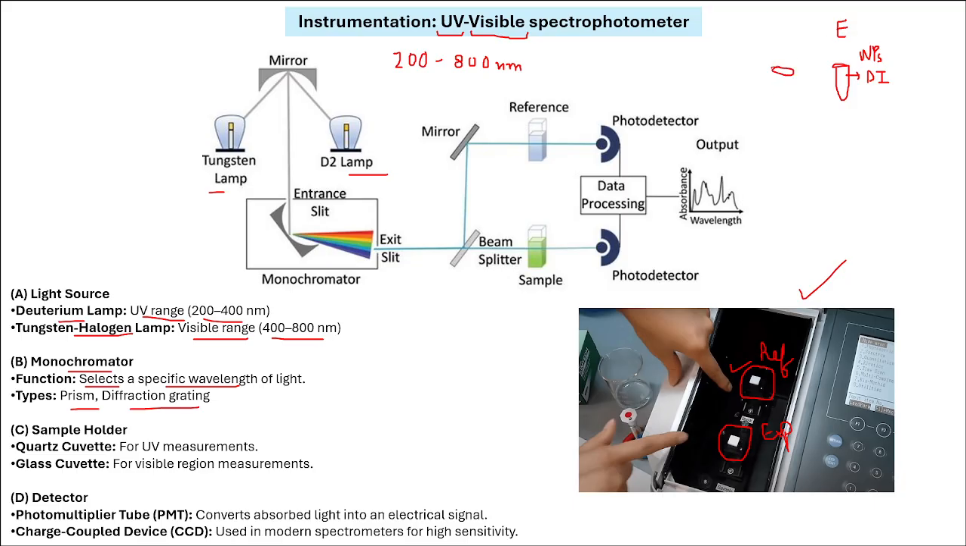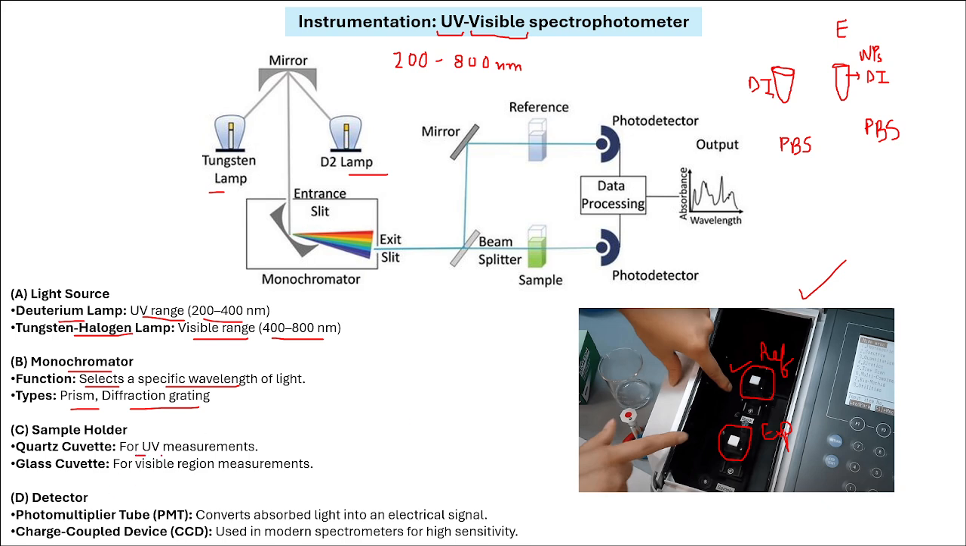So in the reference, what will you put in the cuvette? You will simply put the DI water in this reference cuvette. If you have resuspended your nanoparticles in some other solvent like PBS, you would put PBS in the reference. So this is very important. Whenever we are recording the absorption spectra, you need to put a reference sample in a separate cuvette.